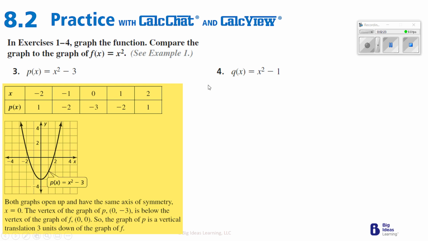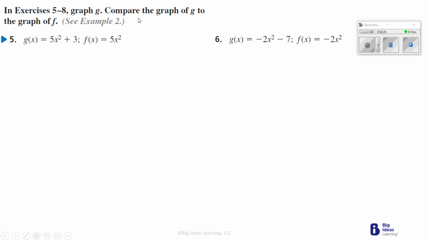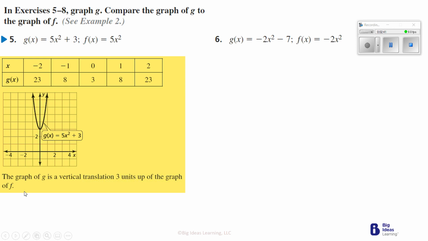All right, you've got number 4. Number 5, compare the graph of g to the graph of f. Well, g is 5x squared plus 3, and f of x is 5x squared. So we have a vertical translation 3 units up. We're just adding that 3 to what was there. All right, number 6 is yours to do.